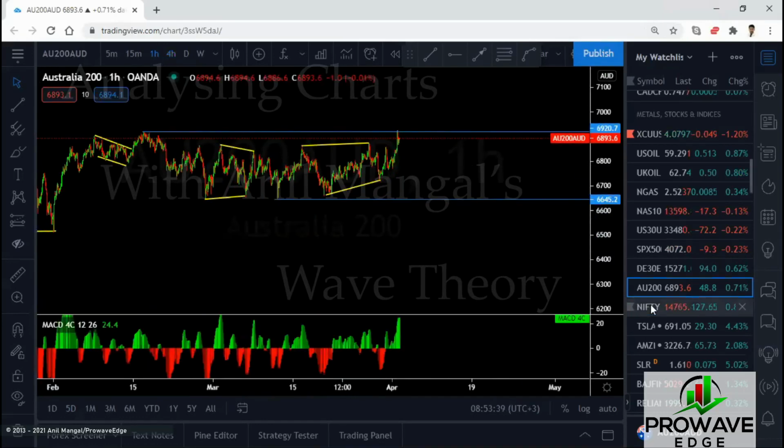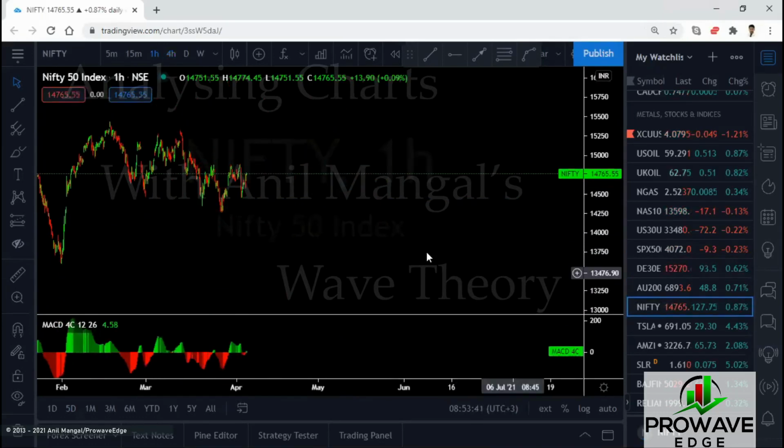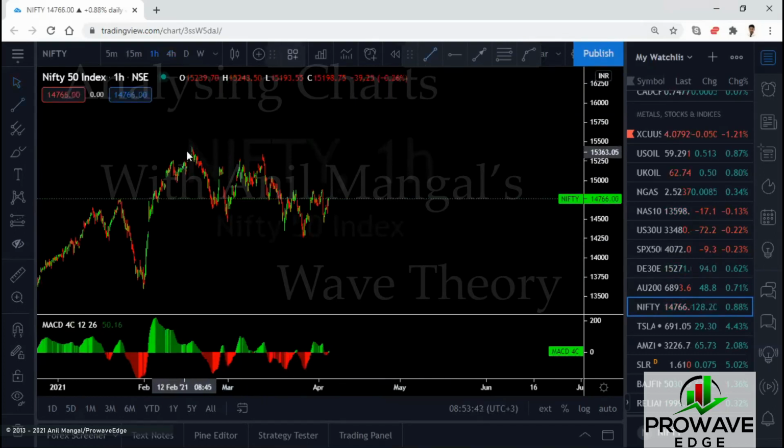All right. Nifty. Nifty is pretty much in a similar kind of structure. This is the top.